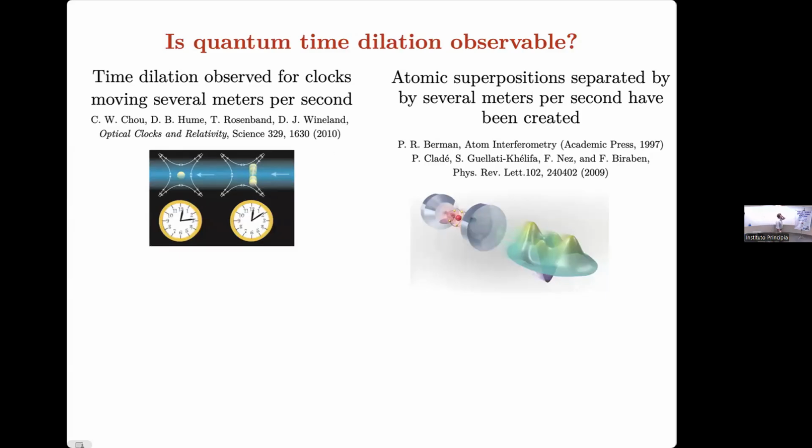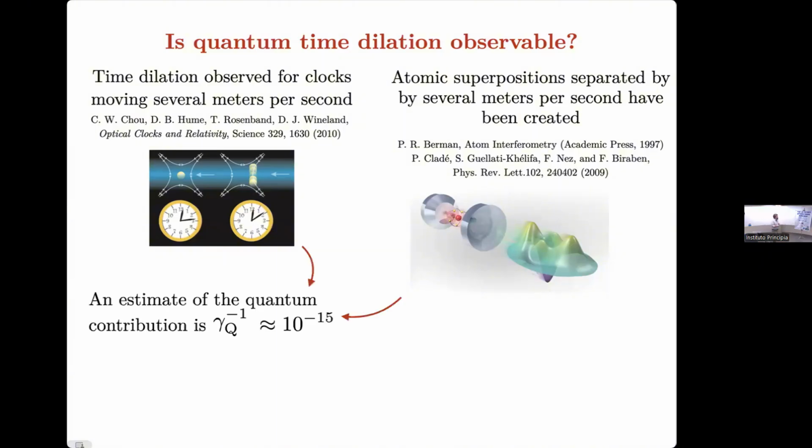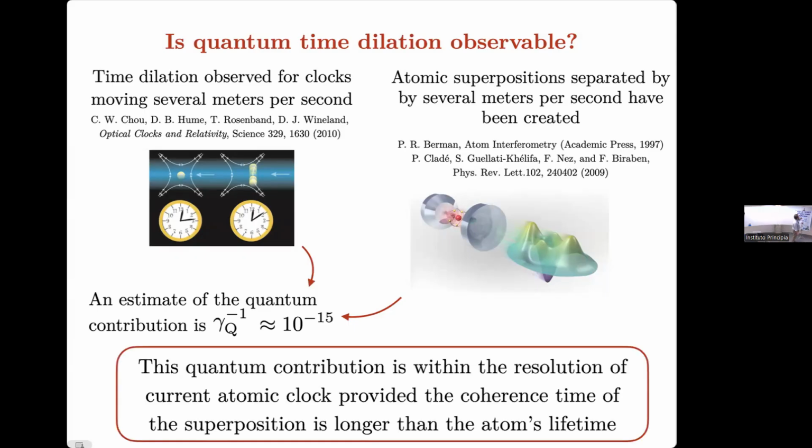I'll say the following. We've seen time dilation observed for clocks moving on the order of several meters per second. And we've created momentum superpositions of particles separated by also several meters per second. If you use these two very different numbers from these two state-of-the-art experiments, you get something like gamma Q inverse on the order of 10 to the minus 15. If you are able to maintain the coherence of that superposition for a long enough time, on the order of, say, a second or less even, which is possible, then this effect, this gamma Q, would be within the current resolution of atomic clocks.